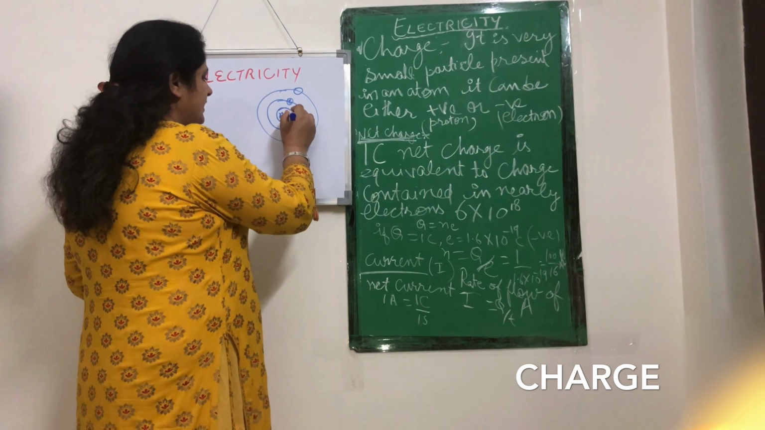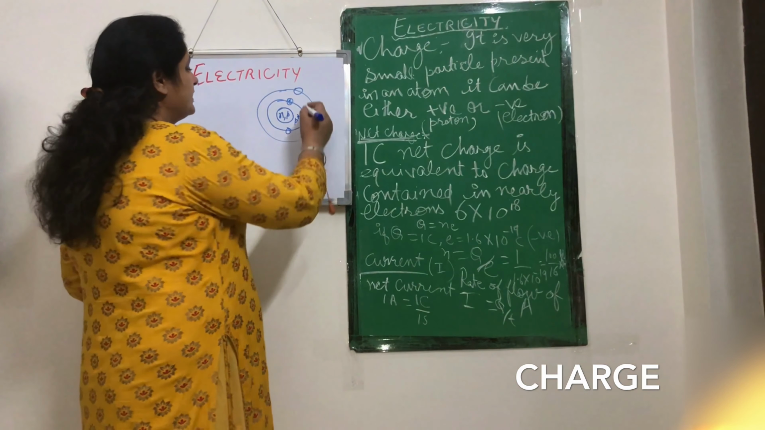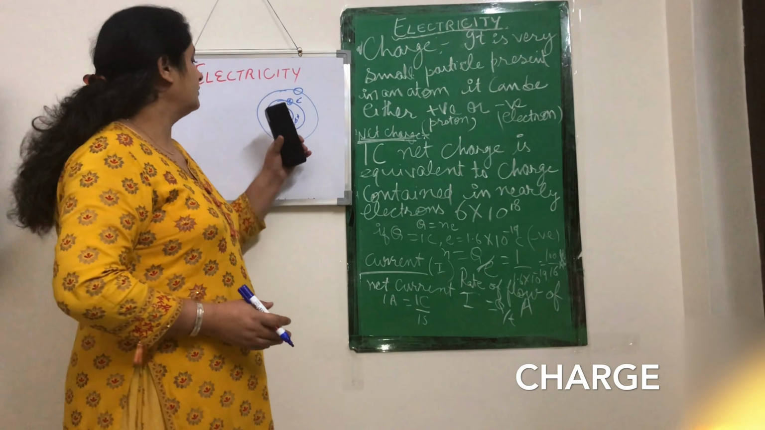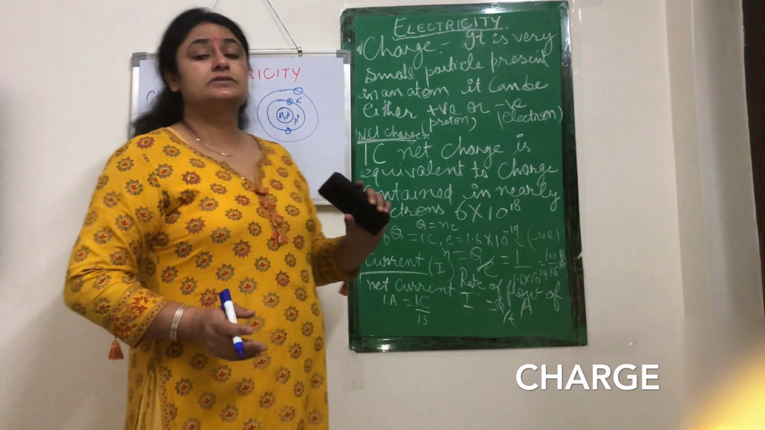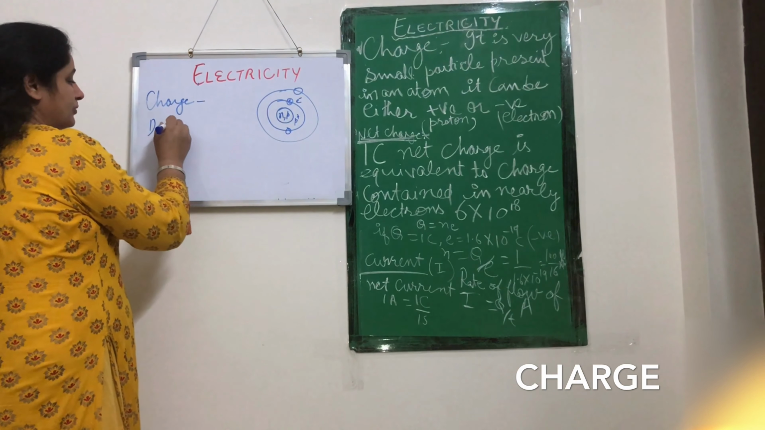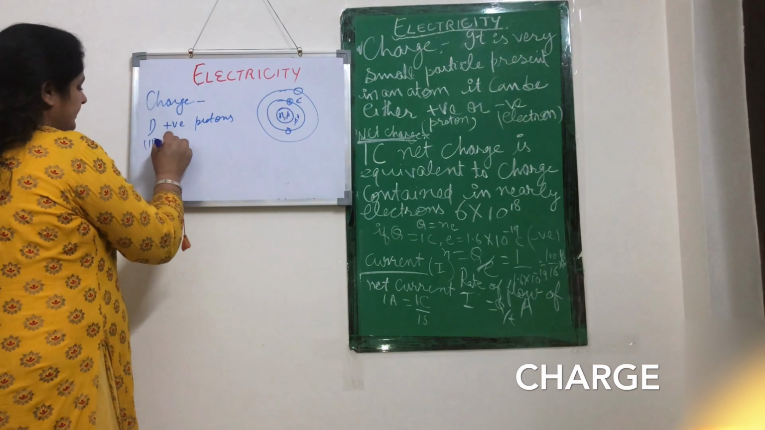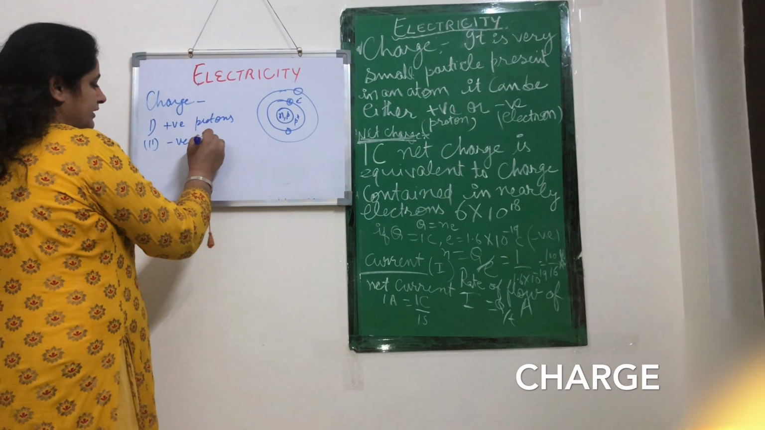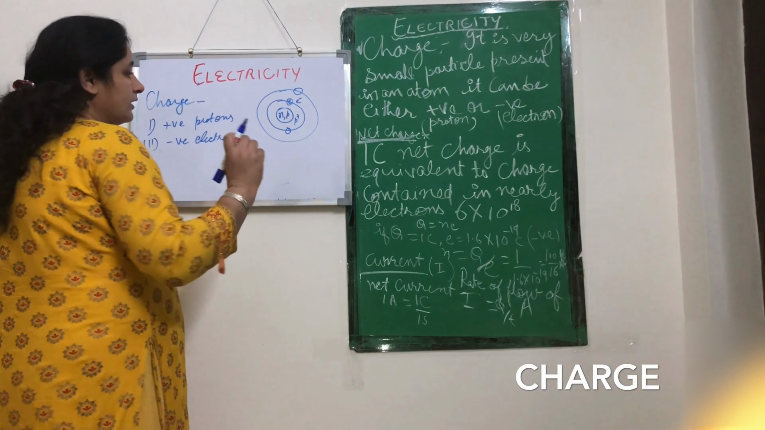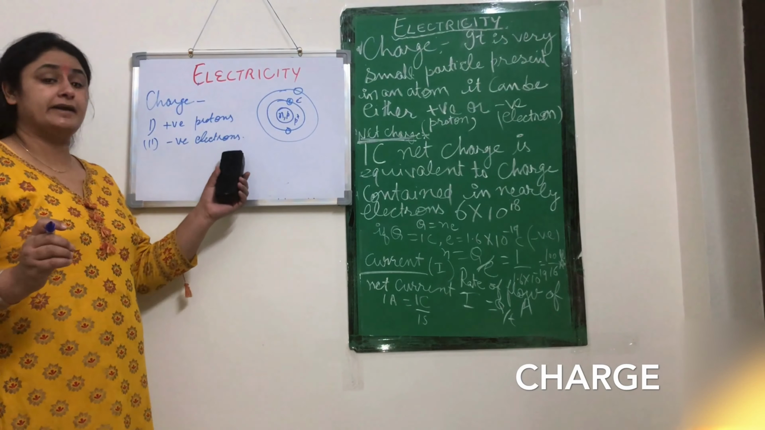And how is it neutralized? Because the protons inside the nucleus are positively charged and the same number of electrons around it will be negatively charged. So on the whole, the atom is neutralized. So charge, number one, can be positively charged like protons. Second, it can be negatively charged like electrons. This is the nature of the charge. Charge can be positive or it may be negative.